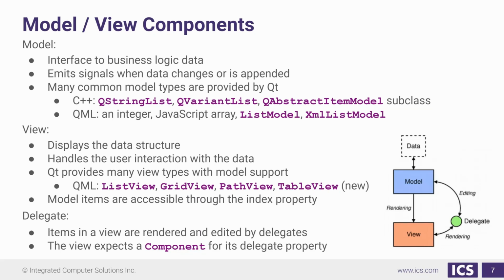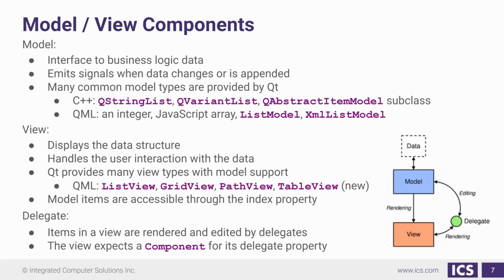So what happens is when the model changes, it automatically is going to tell the view that the model changes, and then the view will update itself so that it correctly shows what's in the model.